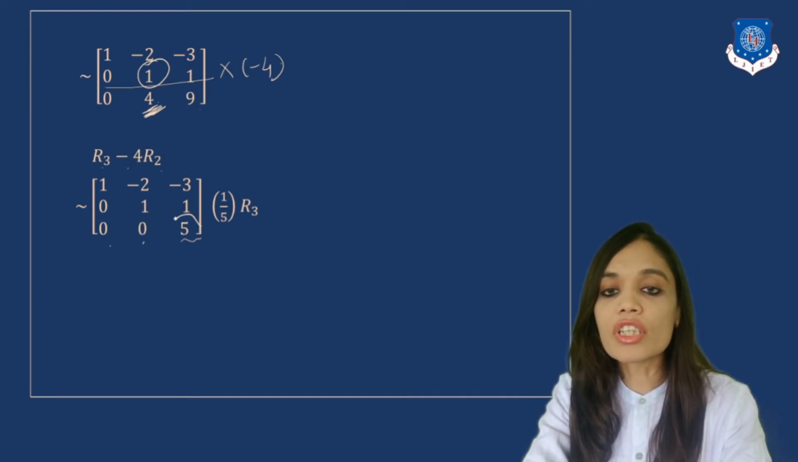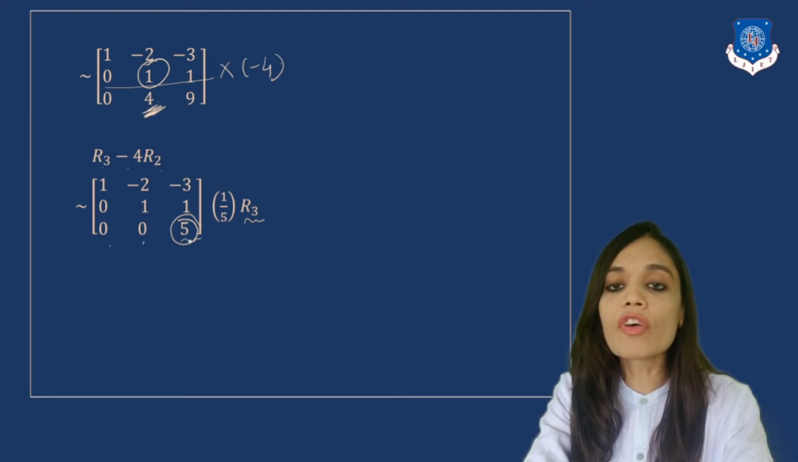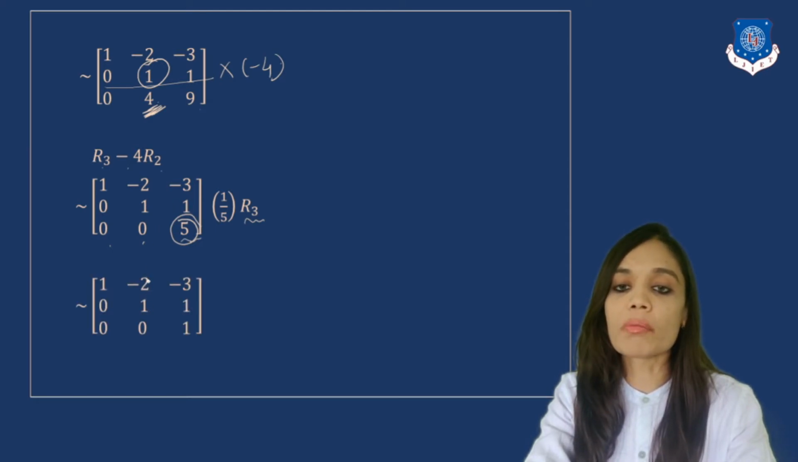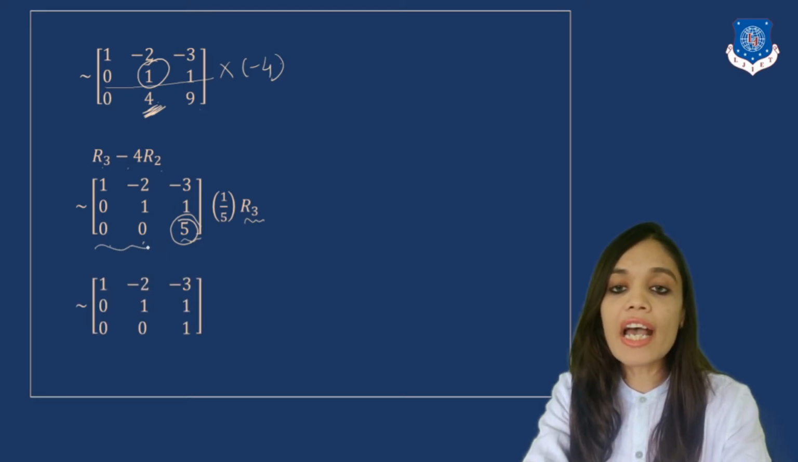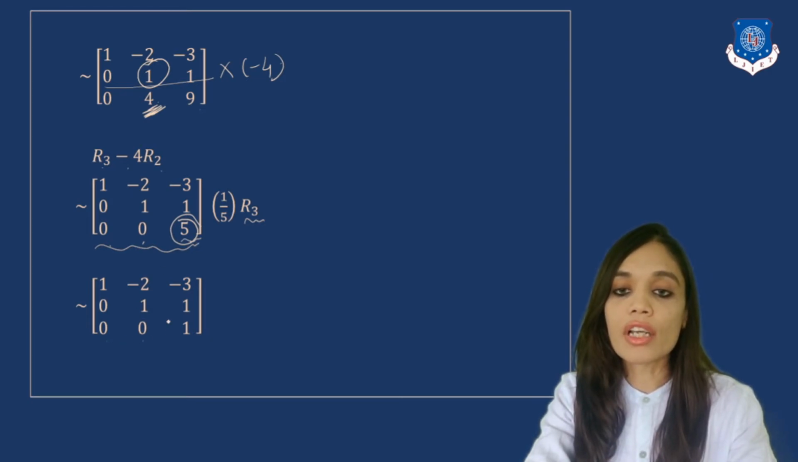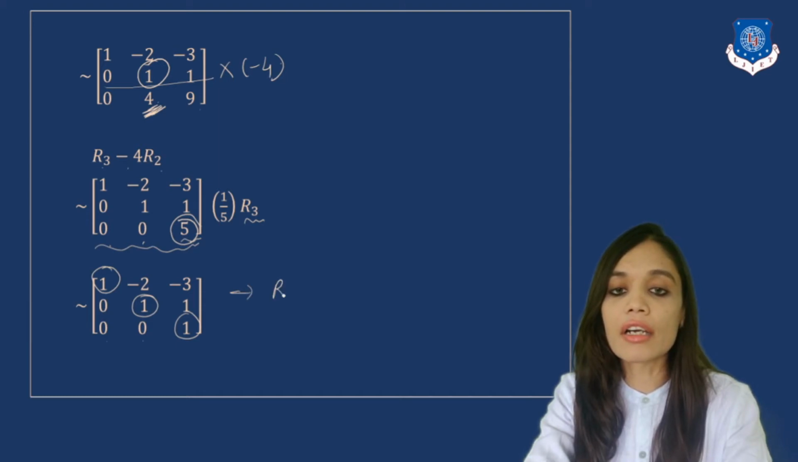That is, we have to divide this by 5. That is, we have to divide R3 by 5 and form a leading one at this position. So again the first two rows will remain as they are. Divide R3 by 5. So what will you get? 0, 0, 1. Now you can see we have formed the leading ones and there are zeros below them, right? So this is our desired row echelon form.